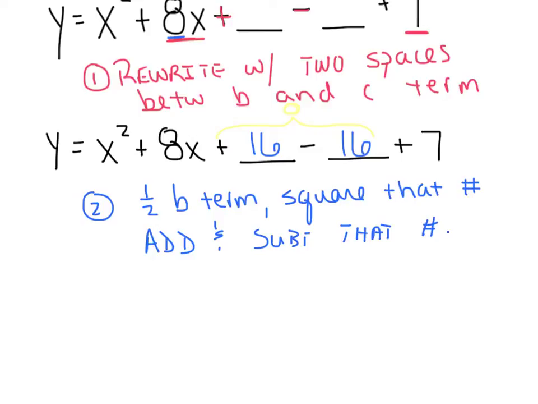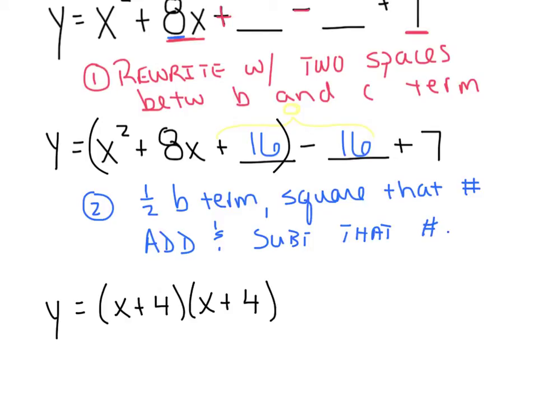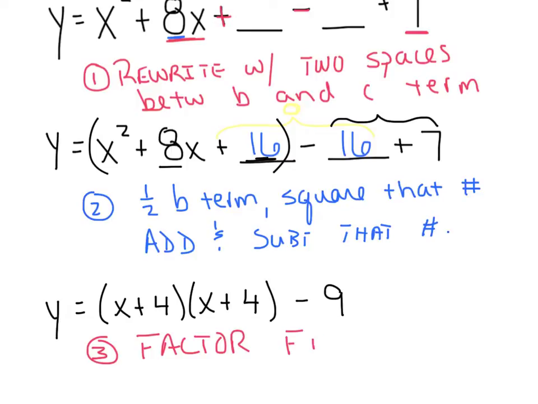Step 3. I want you to focus on those first 3 terms, and I want you to factor them. I got x plus 4 times x plus 4, because 4 plus 4 is 8 and 4 times 4 is 16. We're good to go. And then I want you to combine the last 2 terms, and negative 16 plus 7 is negative 9. So how do we want to describe that move? Step 3, we're going to factor the first 3 terms.